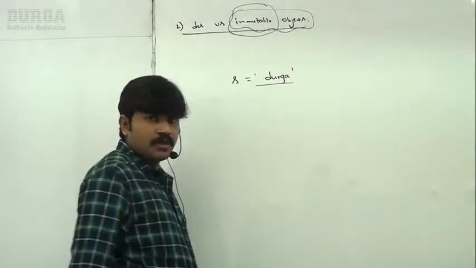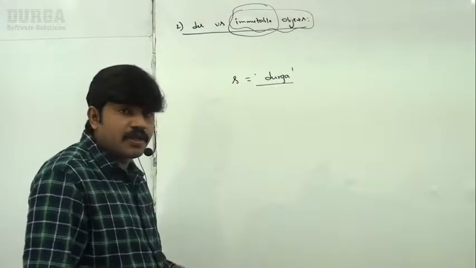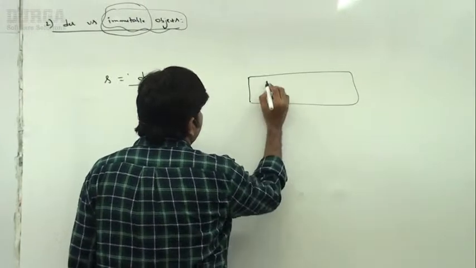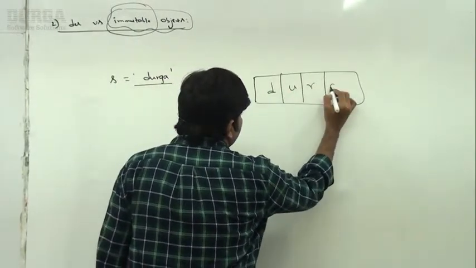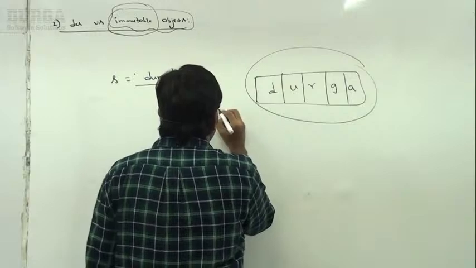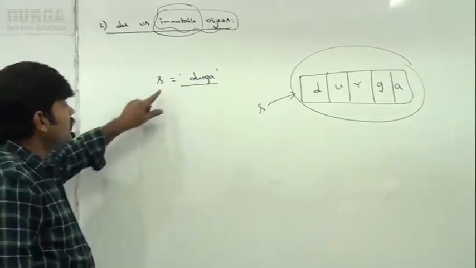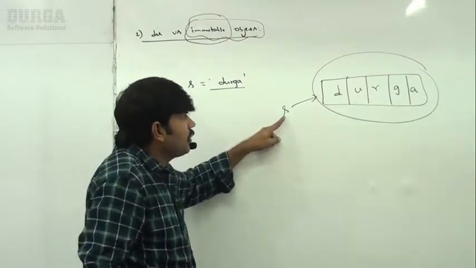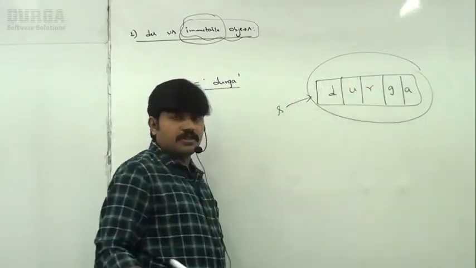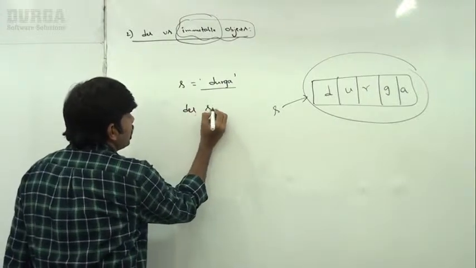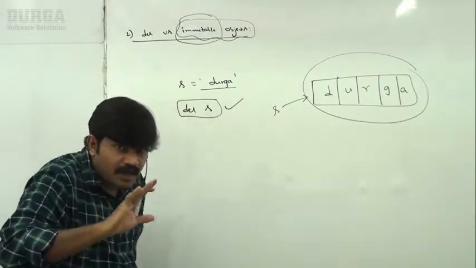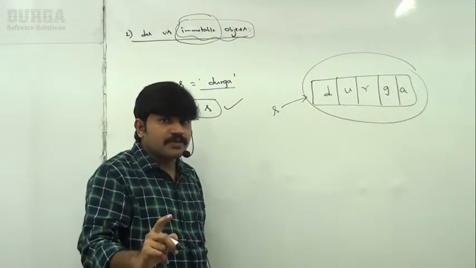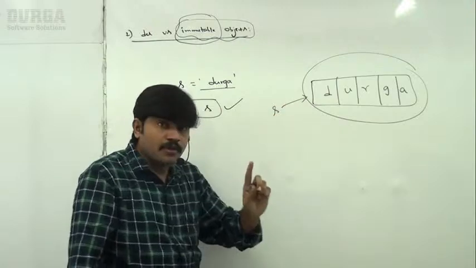Is it possible to delete this reference variable which is pointing to an immutable object? Yes, take very special care, sir. Here D U R G A is there. Now S is the reference variable for that. S is equal to Durga. You can delete the reference variable which is pointing to an immutable object because of this operation I am not performing any changes in this object. That's why acceptable.